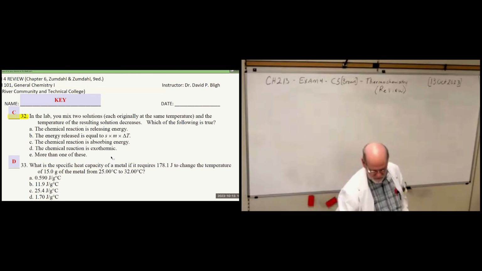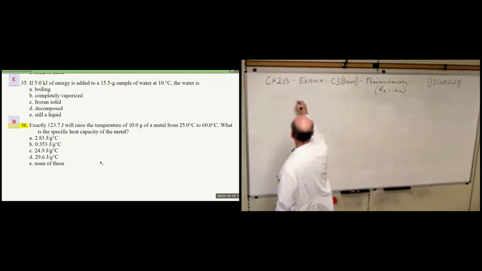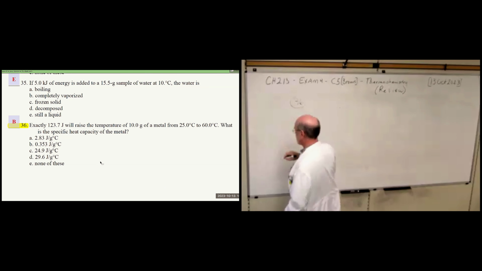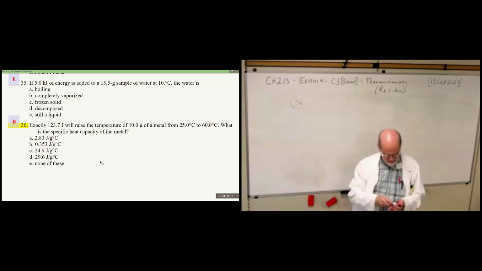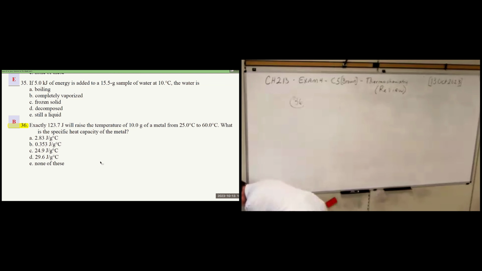And next one, 36. We haven't even got to Hess's law yet. Let me get another marker. That one started a bit weak.